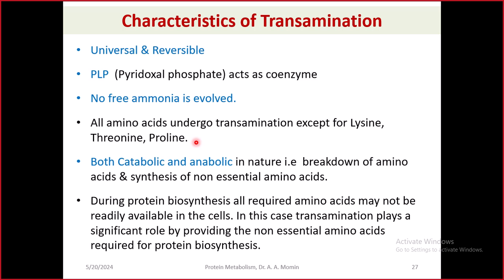For example, phenylalanine and tyrosine. Phenylalanine is an essential amino acid, while tyrosine is a non-essential amino acid. So tyrosine in our body can be synthesized from phenylalanine. This is how the non-essential amino acids are synthesized. So conversion of essential to non-essential amino acids is one of the roles of transamination.